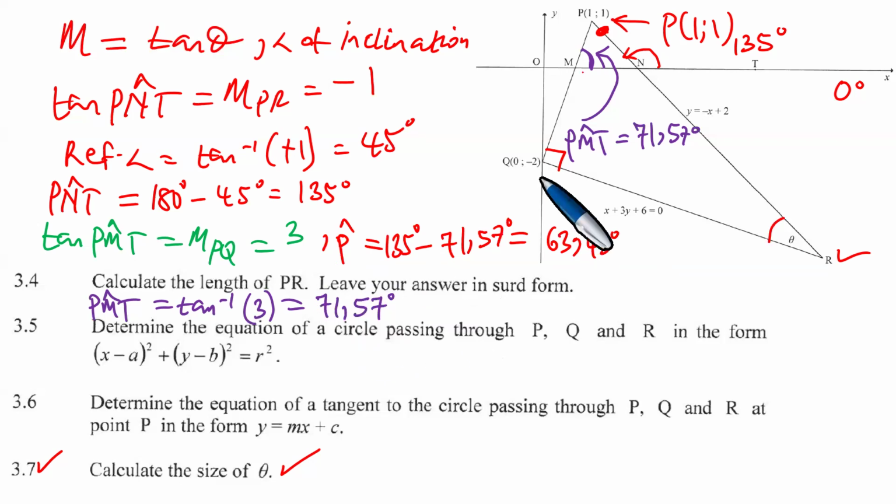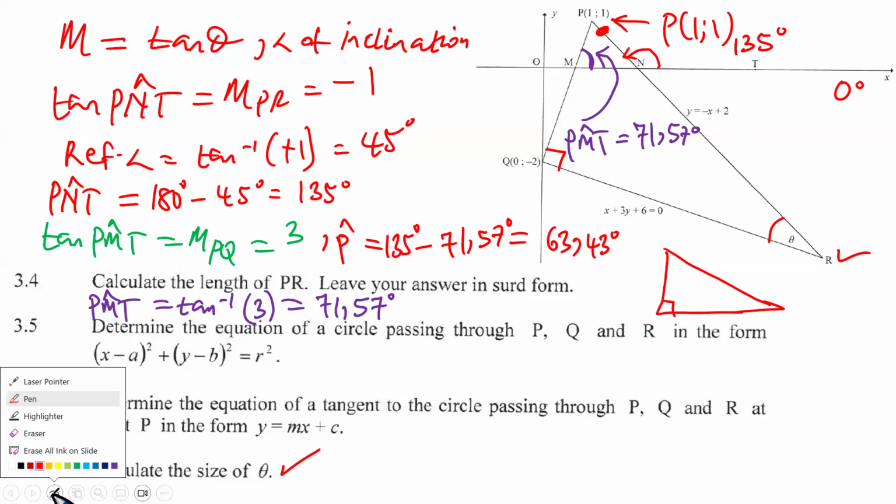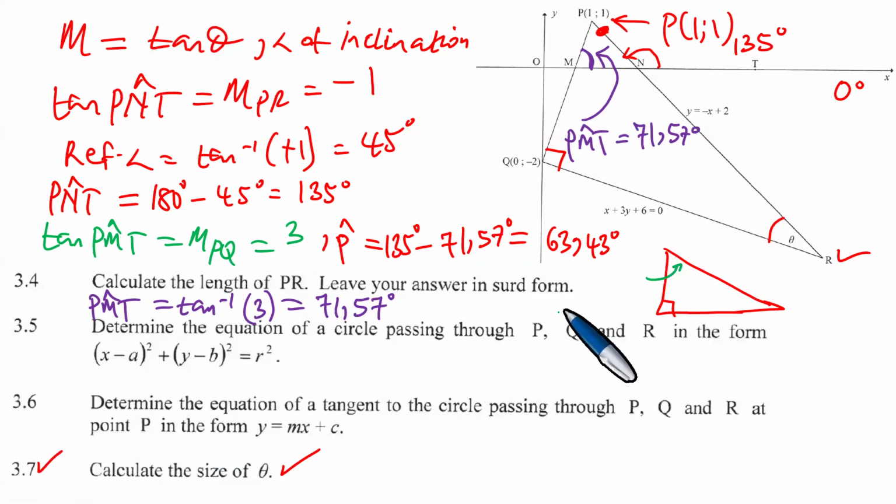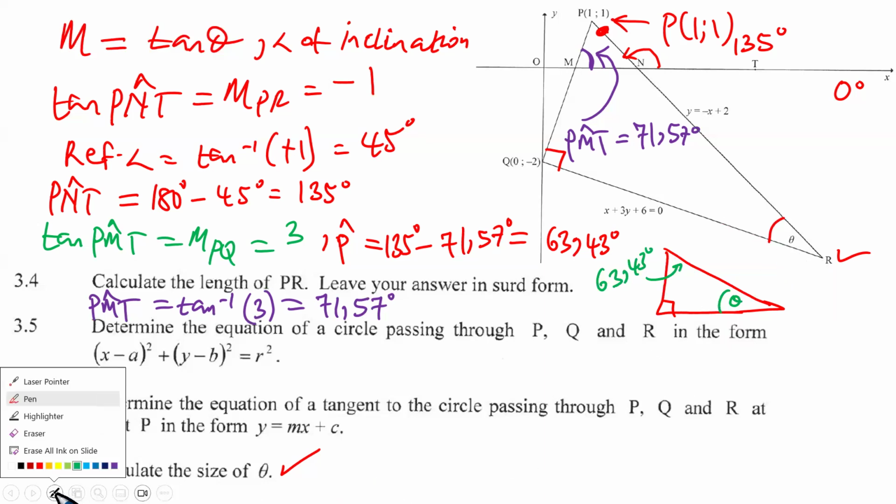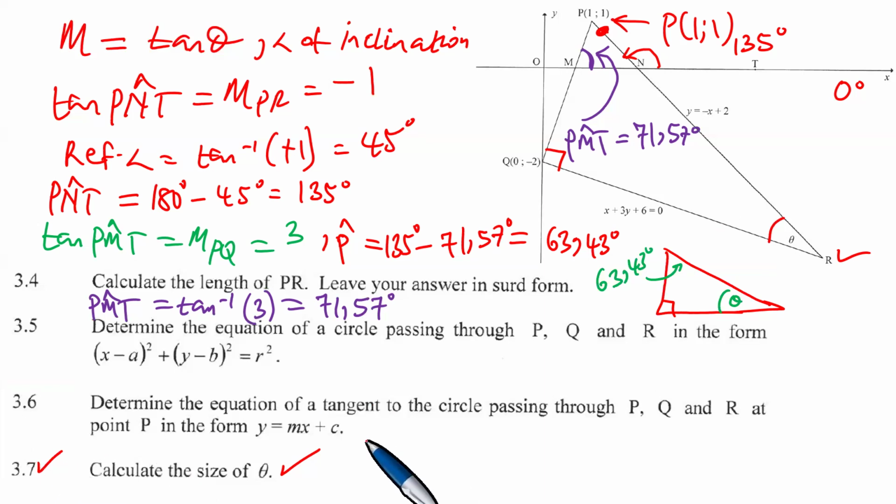So now, if this angle P is 63,43 degrees, we have a triangle. There is one here, 90 degrees. 63,43 degrees is up, and then this one here is theta. So we just need to find this one. What is the angle theta? We already know this one, P, and you already know this one is 90 degrees. You just need to find the third one. So this one is back to the sum of angles in a triangle.